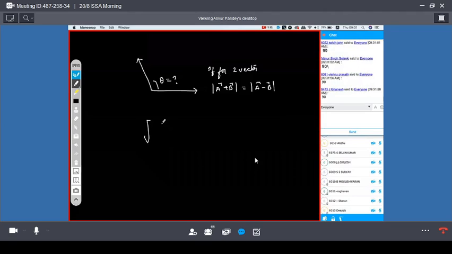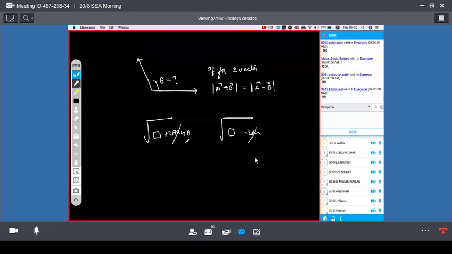Because the only differentiating factor between the magnitude of A plus B or A minus B is the plus 2AB cos theta or minus 2AB cos theta. Other parts are same. So these cannot be there only when cos theta is equal to 0. That means theta equal to 90 degree. Got it?